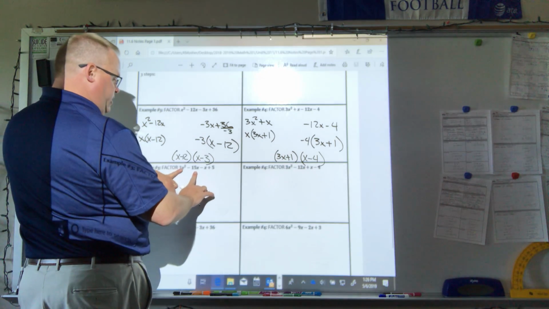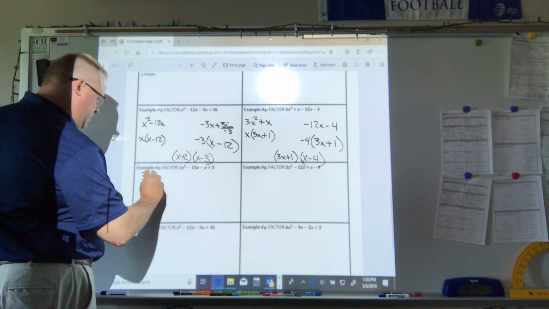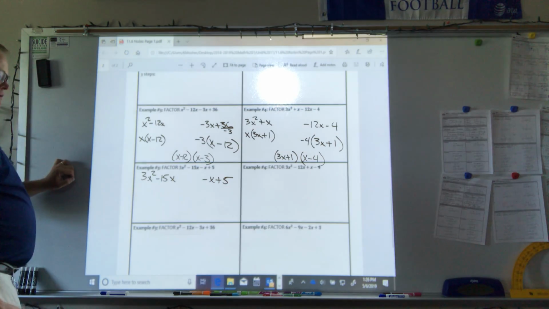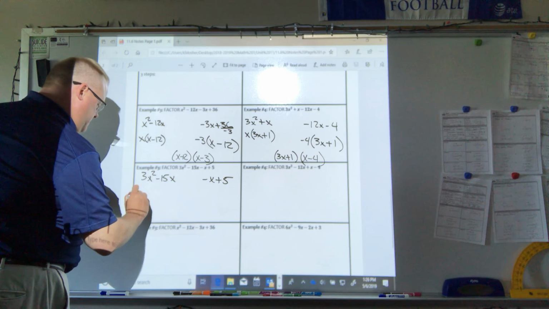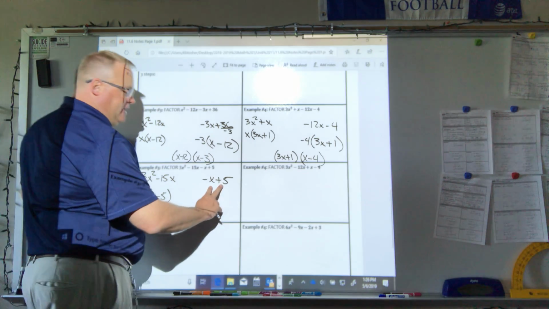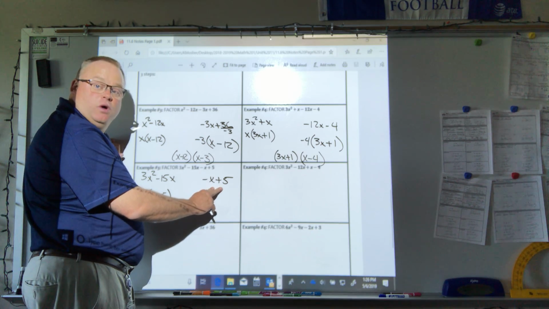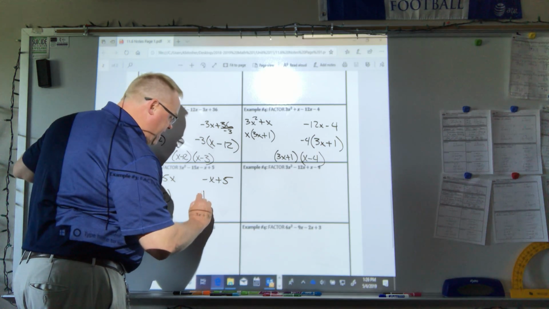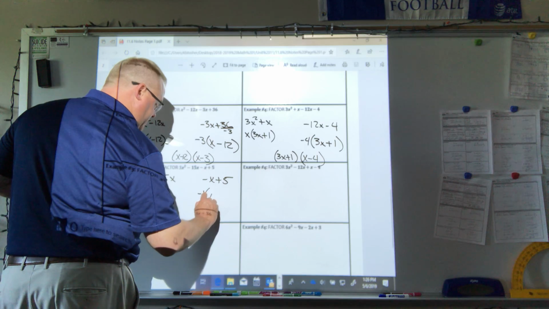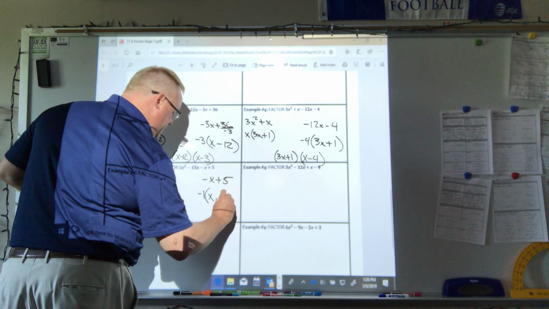Here we go. 3x squared minus 15x minus x plus 5. Put them together. GCF the first group leaves me x minus 5. GCF the last group. Well, the only GCF between a negative x and a positive 5 is a 1. In this case, it happens to be a negative 1. Negative 1 out of negative x leaves me just a positive x, and negative 1 out of positive 5 leaves me a negative 5.